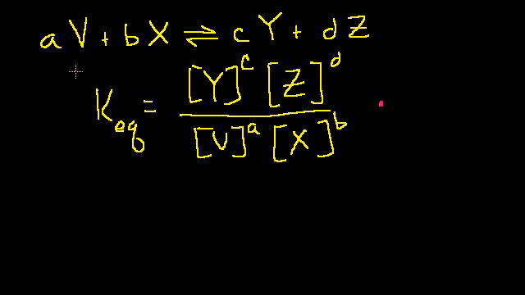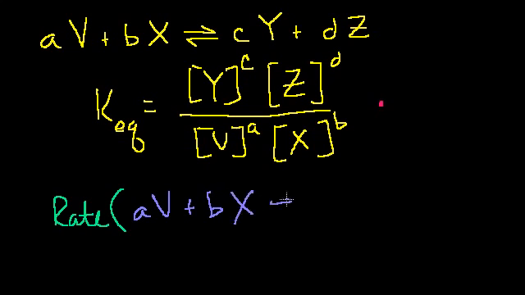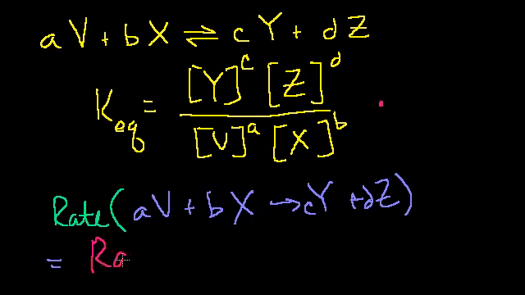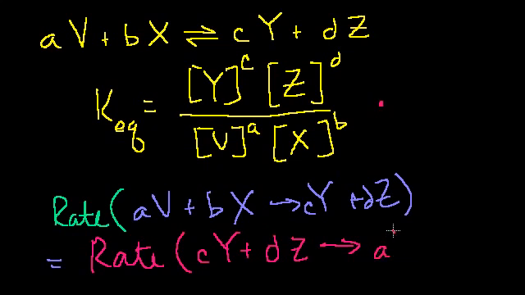It means that the rate at which the forward reaction is happening, so that means the rate of this happening, V plus X turning into Y plus Z, we can't forget the coefficients, right, is going to be equal to the rate of the reverse reaction. So our C moles of Y plus D moles of Z going the other way, turning into the V and the X with certain ratios.